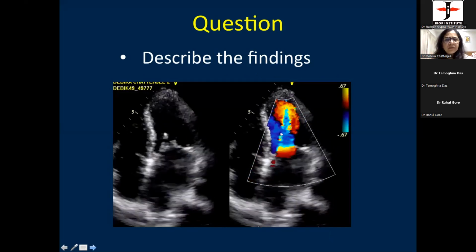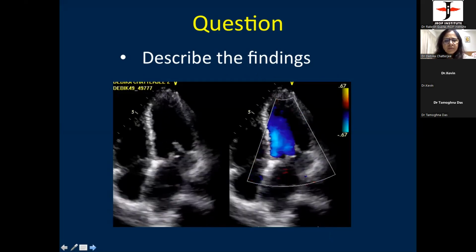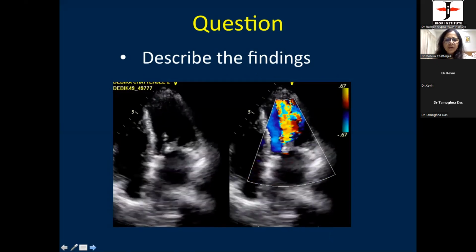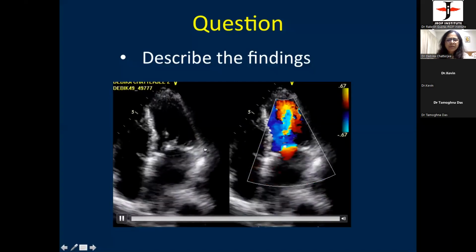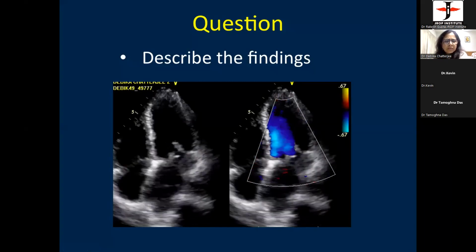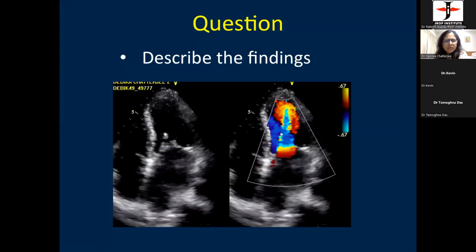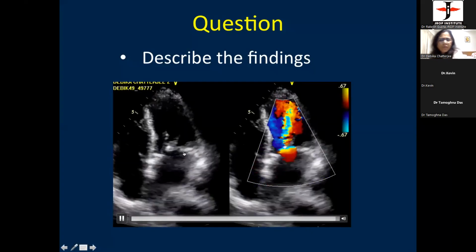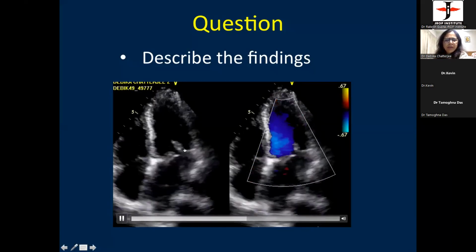Ma'am, this is an apical 4-chamber view. And there is a turbulence at the level of the mitral valve. Now, first describe the 2D findings. This is a color compare view. So first describe the two-dimensional findings, then go to the color flow. Ma'am, the anterior mitral leaflet is not moving as compared to the posterior mitral leaflet. You think so? It's rather opposite. The PML is not moving. AML is moving a bit, but PML is fixed.